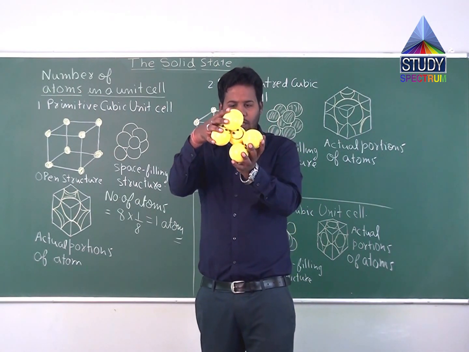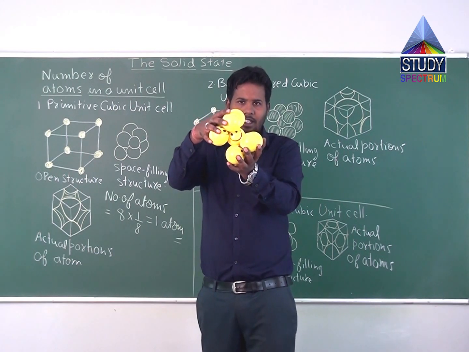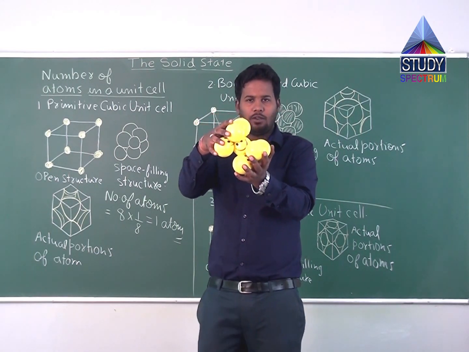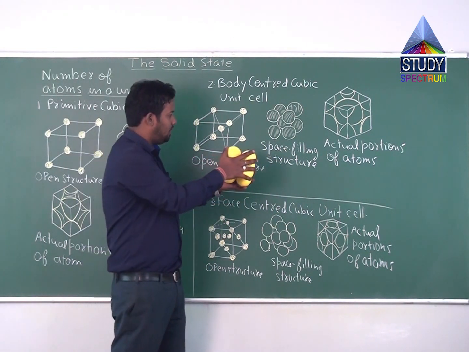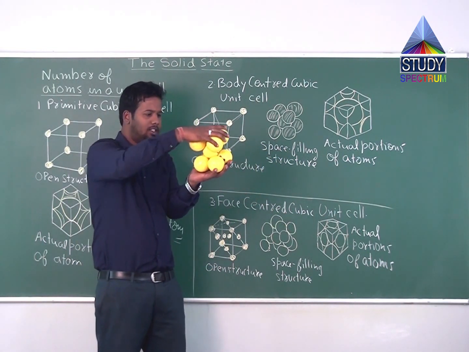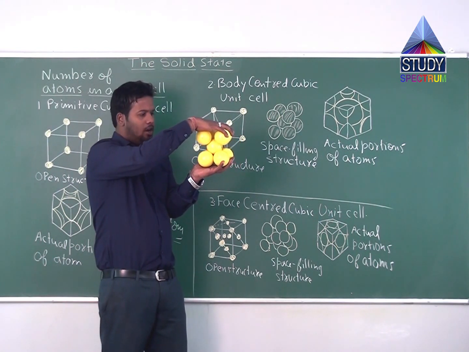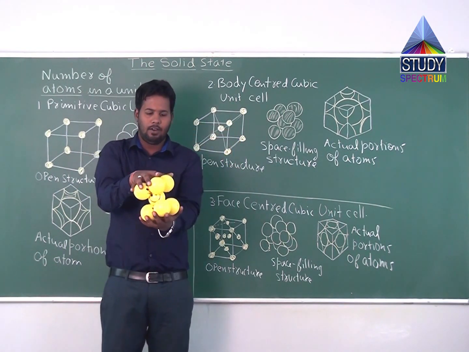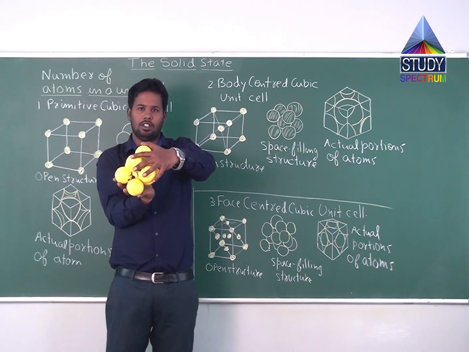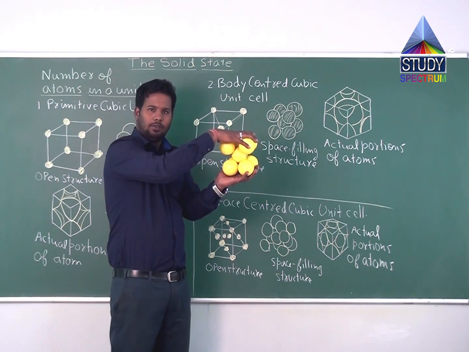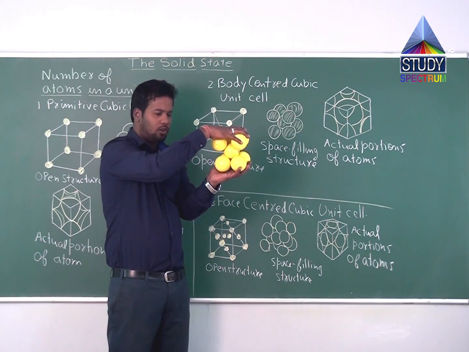Correct? And if you see at the center of this cube, there is a sphere placed, and that is what a body-centered cubic unit cell looks like. If you see this space filling structure, it is actually this way. There are four different, 1, 2, 3, 4, and these 4 spheres.